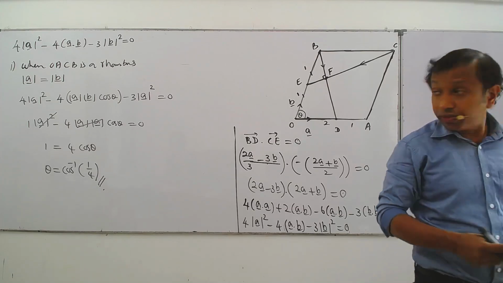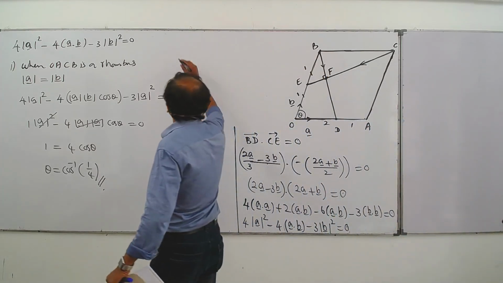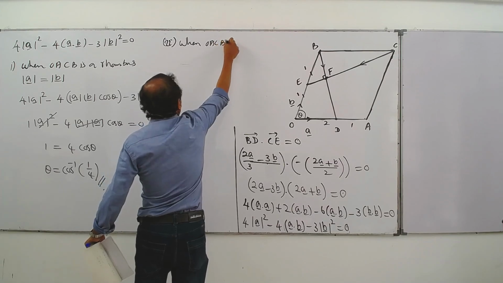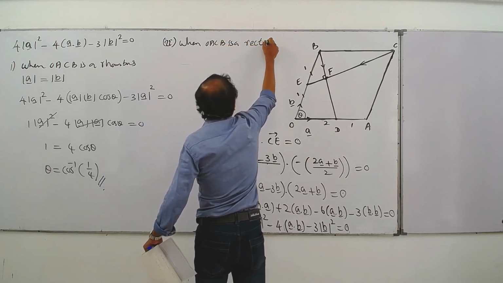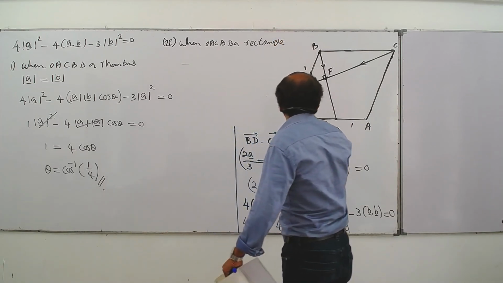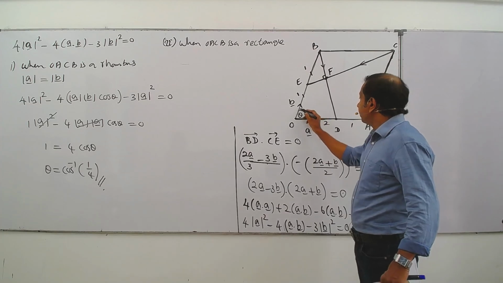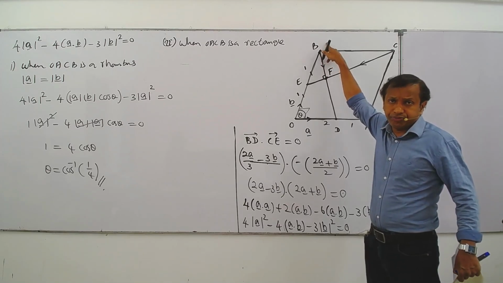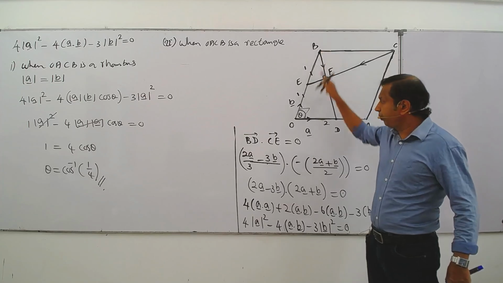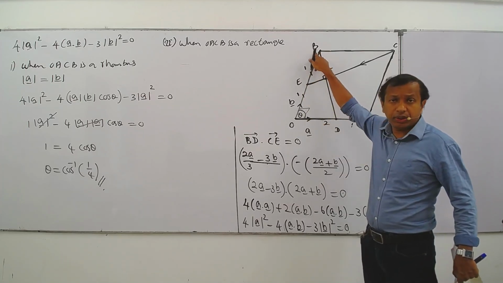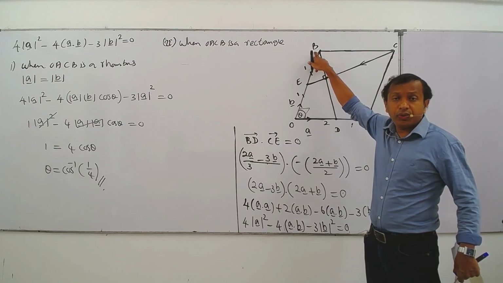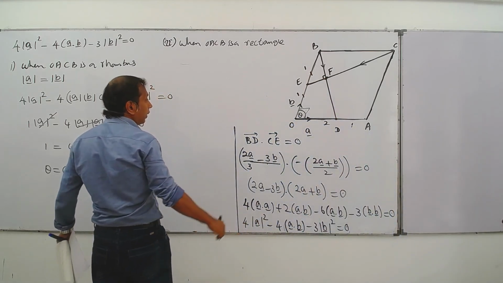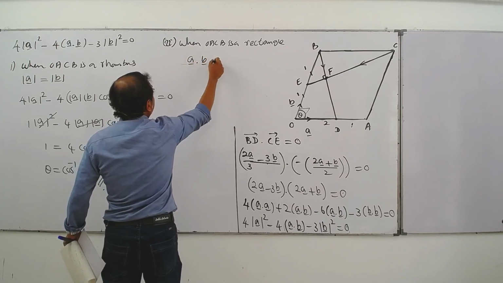OACB is a rectangle, second one. When OACB is a rectangle, this angle is 90. The angle between OA and OB is 90. That means the vector A and the vector B are perpendicular. When two vectors are perpendicular, dot product is 0. When OACB is a rectangle, A dot B becomes 0.